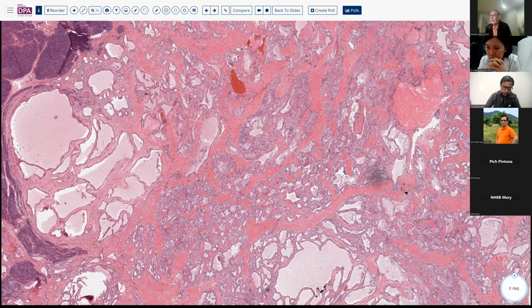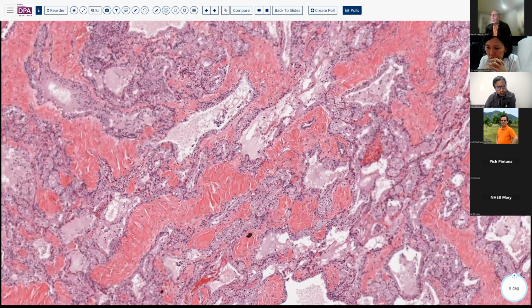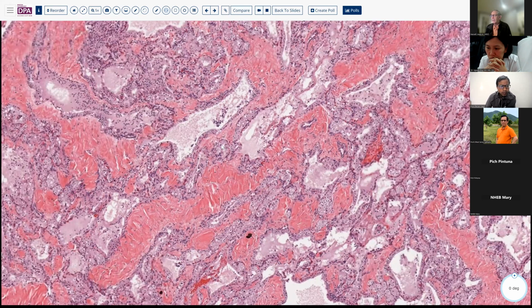So if you want to come back and study the slides, of course, they'll post the link for these slides with the video when we put that up. But hoping that these numerous examples help you to see some of the spectrum of disease and patterns and morphologies that can be seen with these lesions.